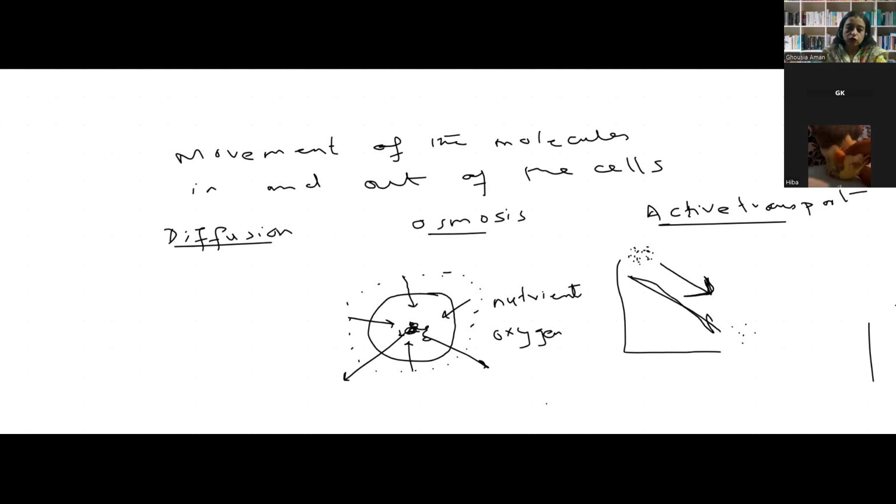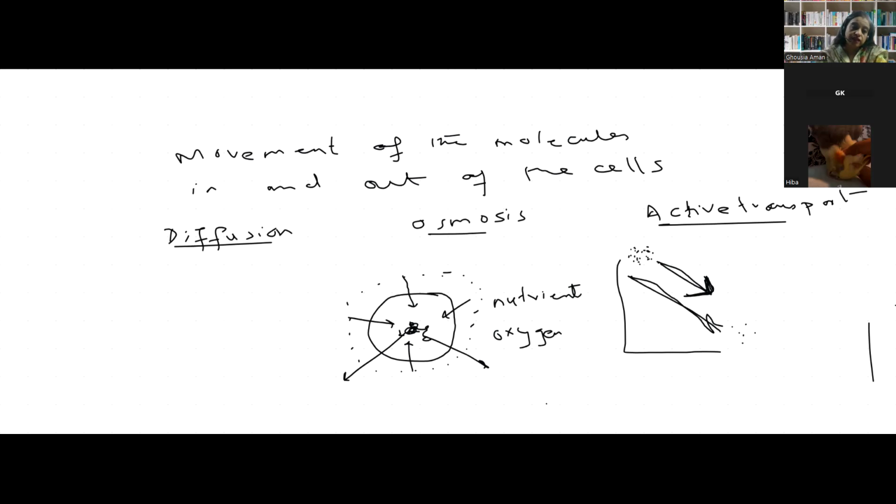And since the particles are flowing down the concentration gradient, they do not need any energy. This is the reason that diffusion is also called passive transport. Why? Because this process does not require energy. Why does this process not require energy? Because the particles are moving down the concentration gradient. What is the meaning of down the concentration gradient? From high to low concentration, from the area where they are more to the area where they are less.